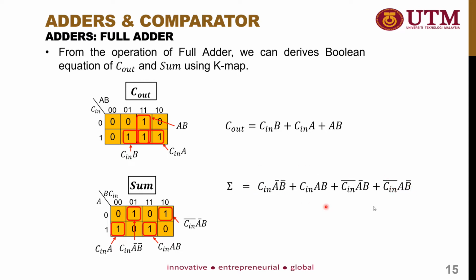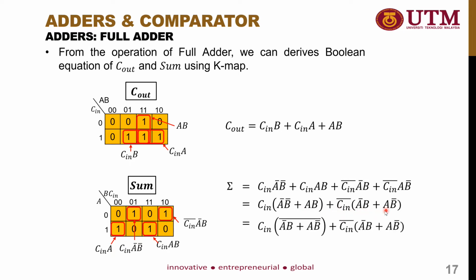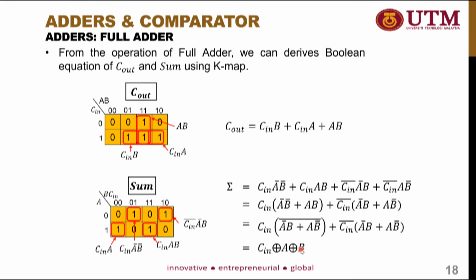From this expression, we can further simplify it into Cin A bar B bar plus AB, plus Cin bar A bar B plus A B bar. And then you can further simplify, and finally you can get the expression of Cin XOR A XOR B.